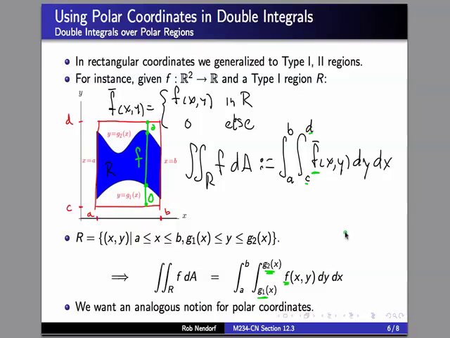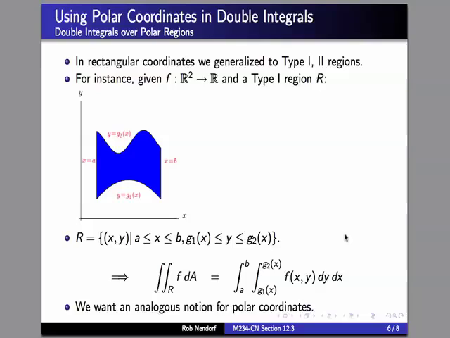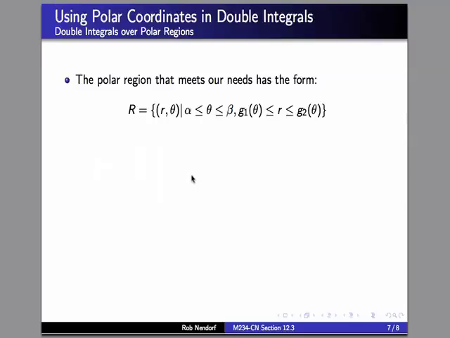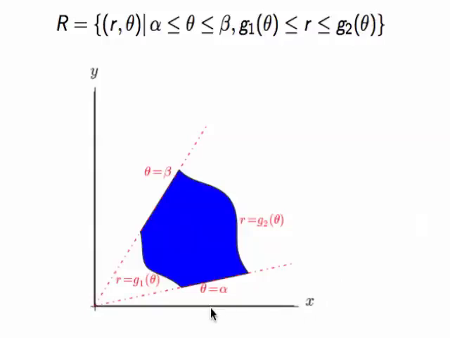Now we want an analogous situation for polar coordinates. So the polar region that we need has a similar form. So we're going to want theta to be bounded by two constants, say alpha and beta. And then for each value of theta, r is bounded by two functions of theta. So the picture of that is exactly this. So here we're still in the xy plane, and we can see that this region is bounded by theta equals alpha and theta equals beta, these constant lines to the origin. Okay, but then for each value of theta, r is bounded above by g2 of theta, and it's bounded below by g1 of theta.